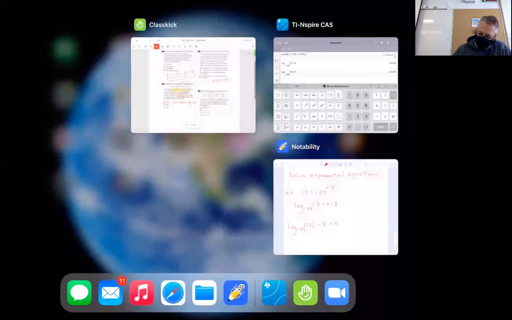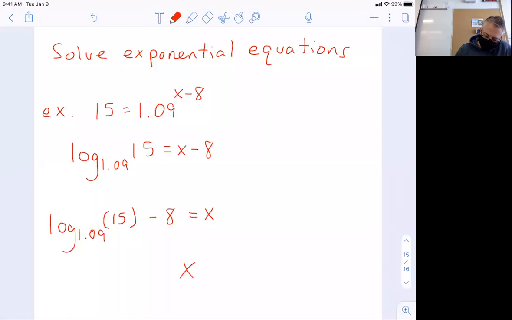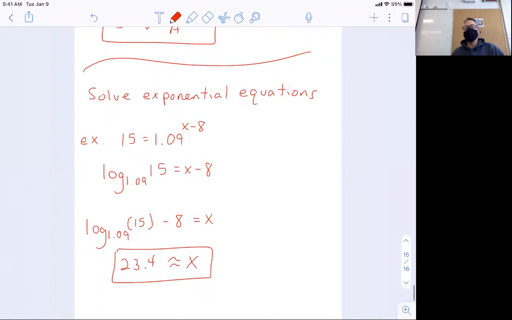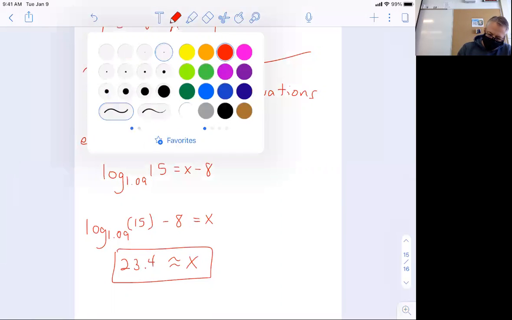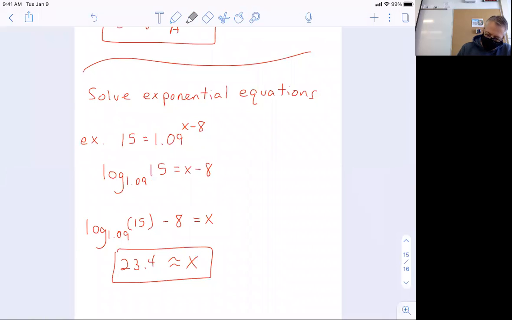23.424. So I'll round it to the nearest tenth. Oh, thank you. See, you guys at home let me off there. It is plus 8, not minus 8. I made a mistake here, right? When we move this guy over, this should be a plus 8.